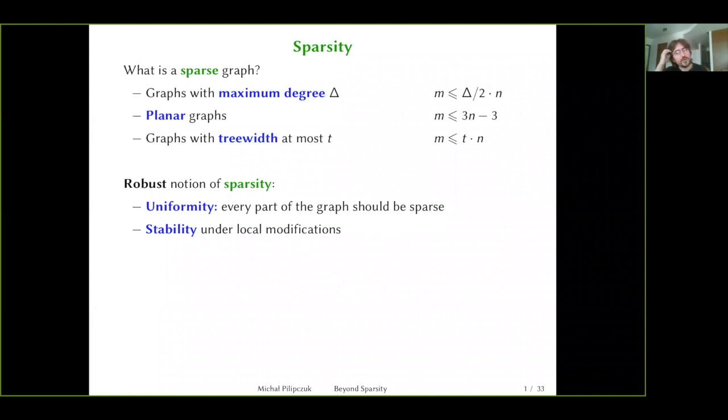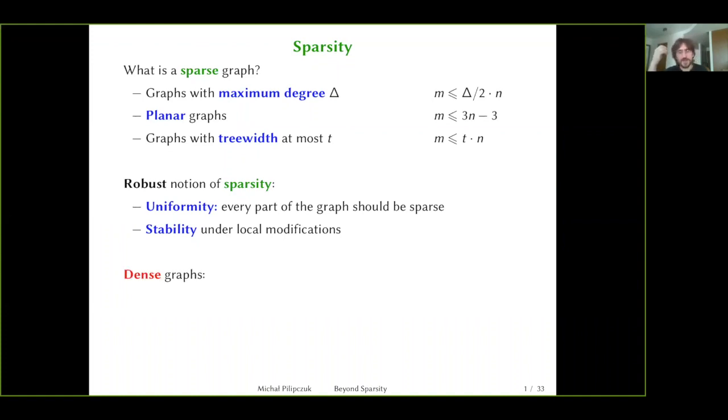Also, I would like this notion to be robust or stable, in the sense that doing some local modifications of my graph should preserve sparsity. If I have a sparse graph and I contract two vertices onto each other, I may have a little bit less sparse graph, but still this should count as preserving sparsity.